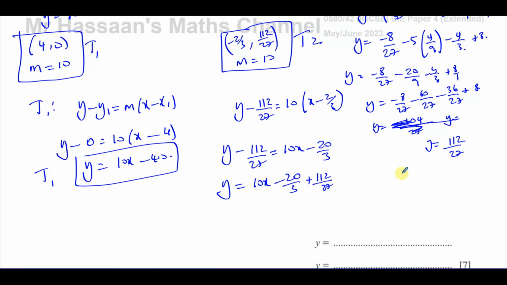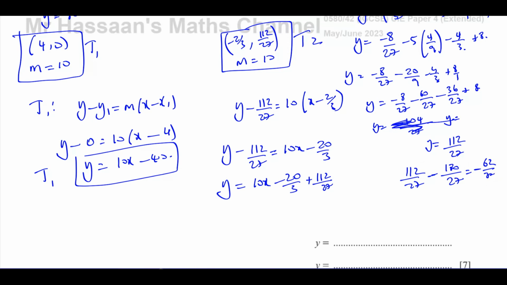When we add these together, it's 112 over 27 minus, that's going to be 27 multiplied by 9, minus 180 over 27. So 112 minus 180, that's going to be negative. That's another 8 to make it 120. That's going to be minus 62 over 27.